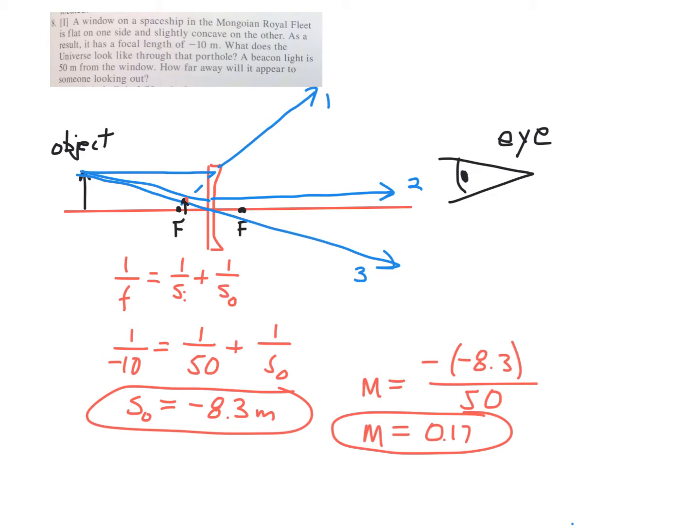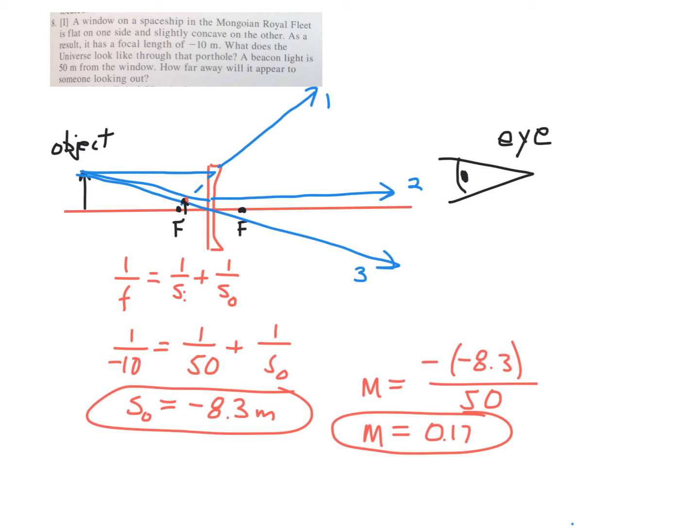I mean, standard units are meters, but you can do these problems in any units as long as you stay consistent within the problem. So everything here was given in meters, so I just kept it in meters. And the magnification will just be a number. It's a ratio. There are no units for that.